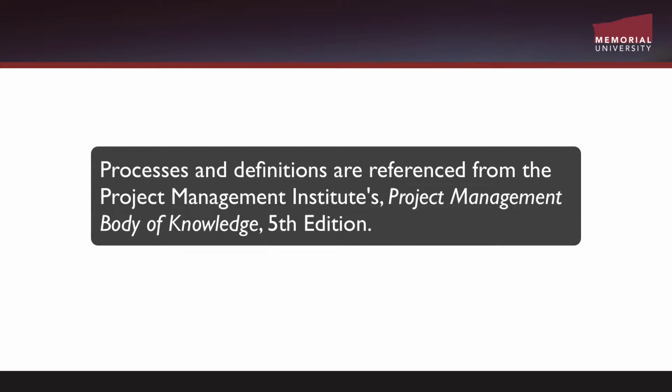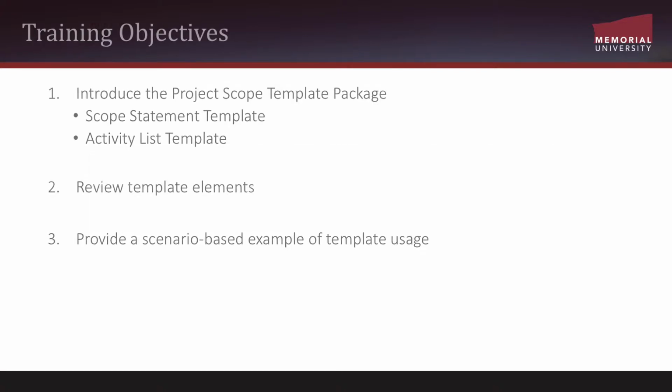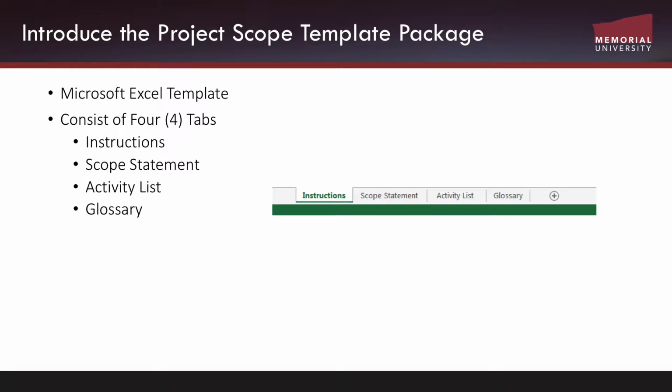Project management processes and definitions outlined within this video are referenced from the Project Management Institute's Project Management Body of Knowledge, 5th edition. This training video will introduce you to the Project Scope template package, which includes the Scope Statement template and the Activity List template. Each element of the templates will be reviewed, and scenario-based examples will be provided to illustrate the use of the scope templates. The Project Scope template package is a Microsoft Excel file, which consists of 4 tabs.